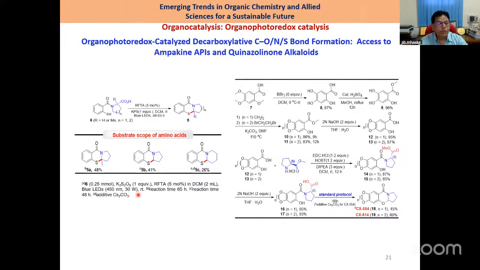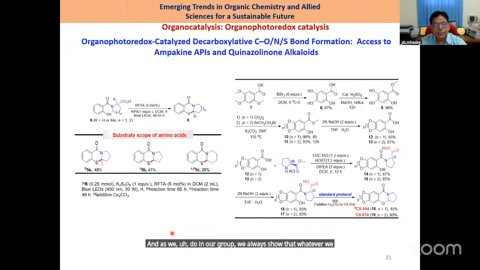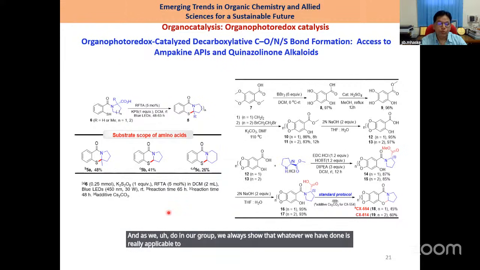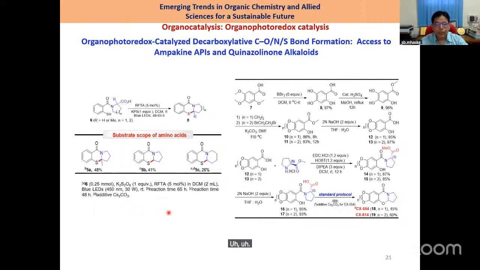So we showed that NH, SH, and OH, all these three different types of heteroatoms can work and give the corresponding cyclized product. However, in case of sulfur, we observed a little less yield as compared to nitrogen and oxygen. And as we do in our group, we always show that whatever we have developed is really applicable to some active molecule or at least a bioactive natural product.